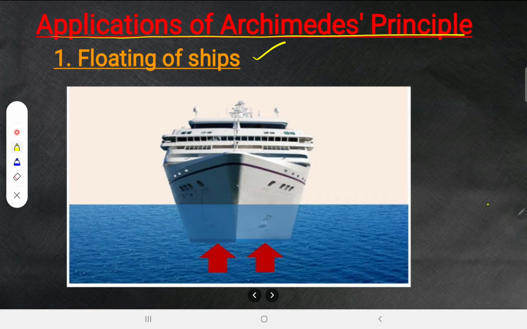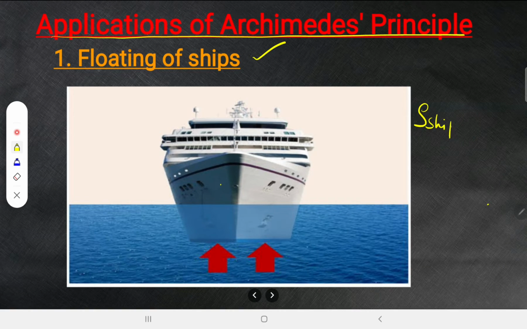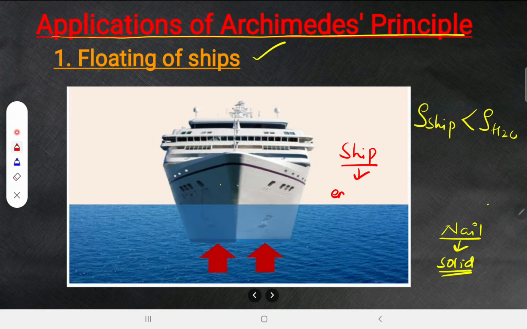All right, so you must be wondering how such big ships are going to float. Now look at this. First and foremost reason is that these ships are very big. First of all, the density of this ship is made in such a way that it is always less than the density of water. It is not solid like a nail. The nail is solid, all material is there inside, but inside this ship, empty space is there. It is not filled. So what is there inside this ship?